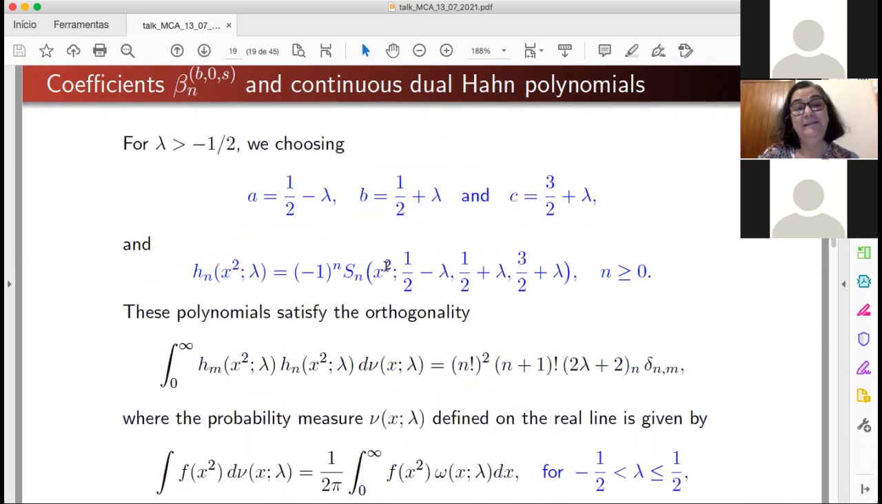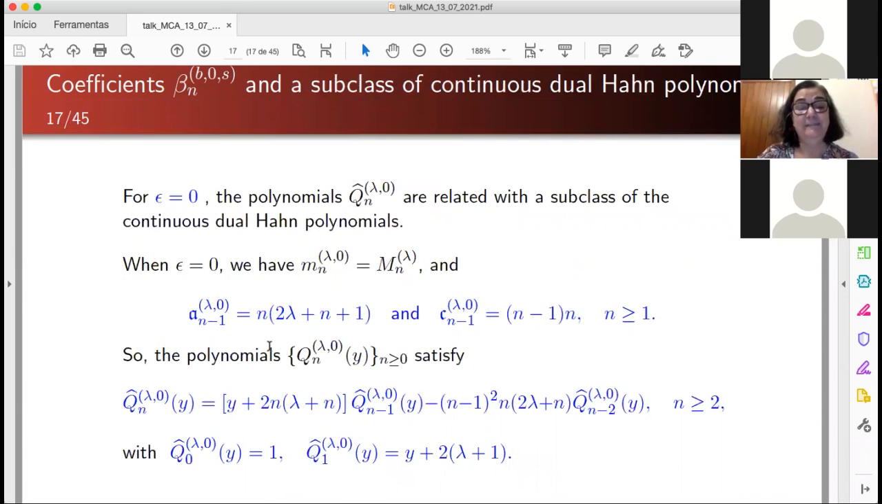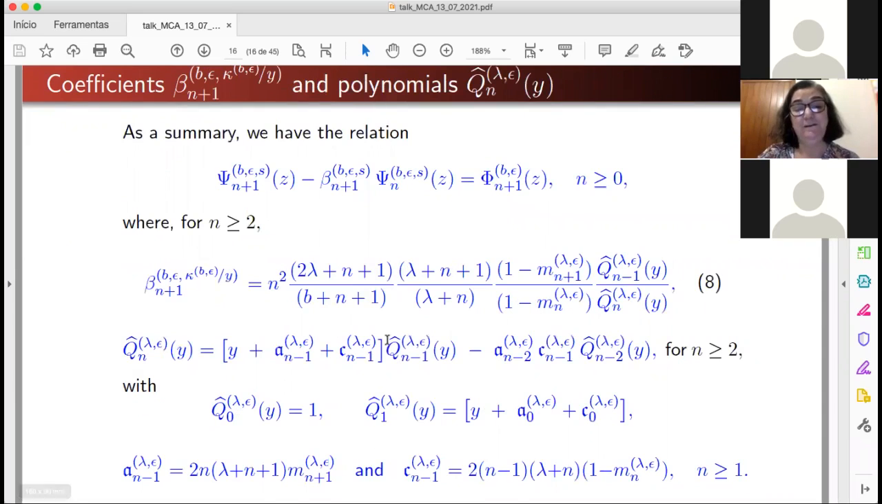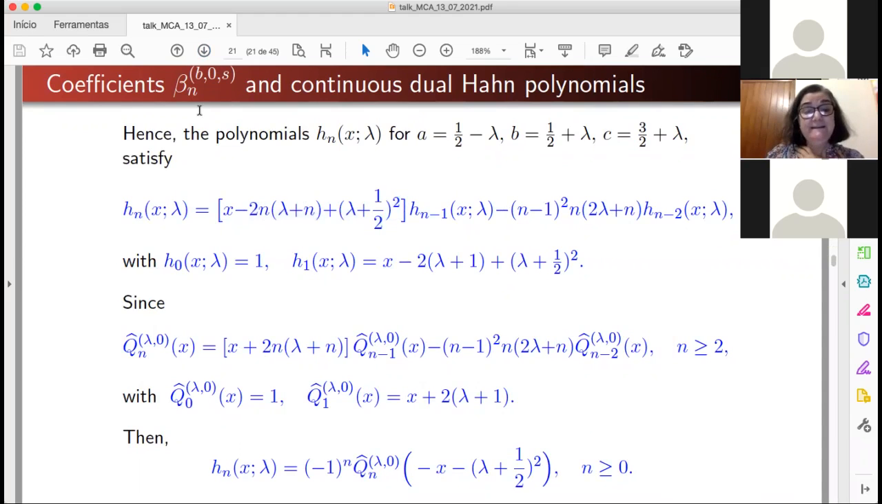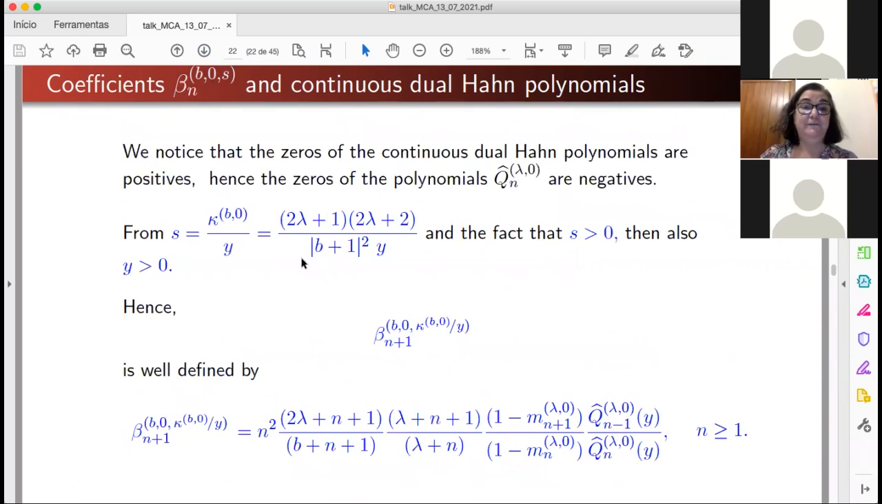Actually, we tried to find if these polynomials, when epsilon is different from 0, are some known orthogonal polynomials, or some non-orthogonal polynomials. We don't know yet. But the recurrence relation for this Q, which helps to get the connection coefficients beta, is very useful.